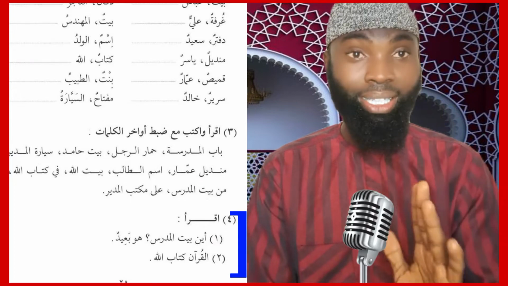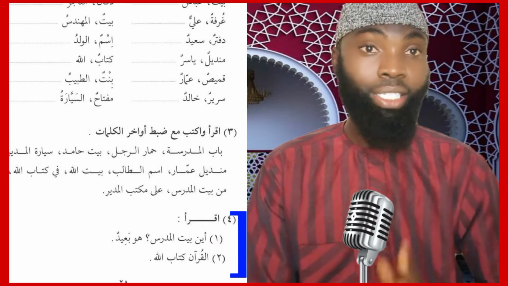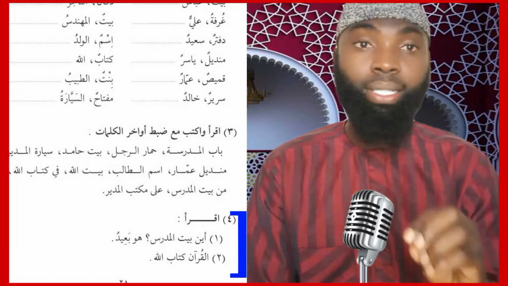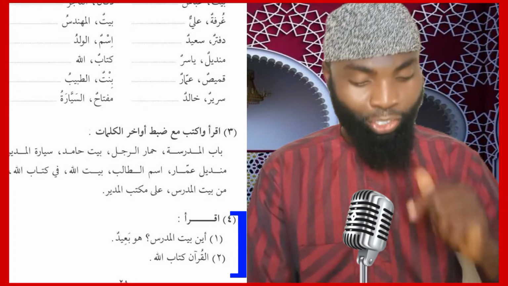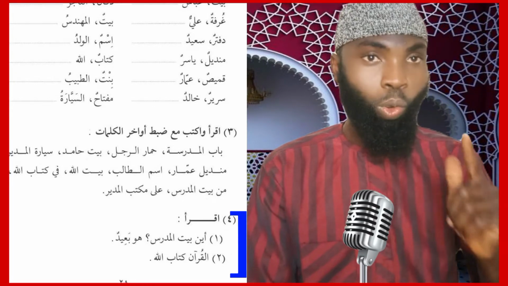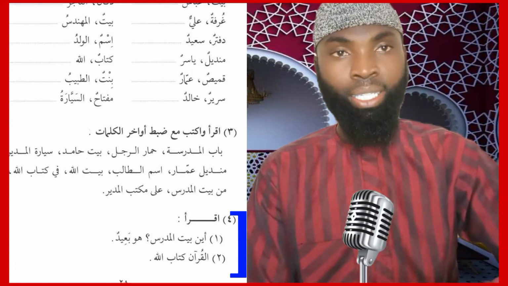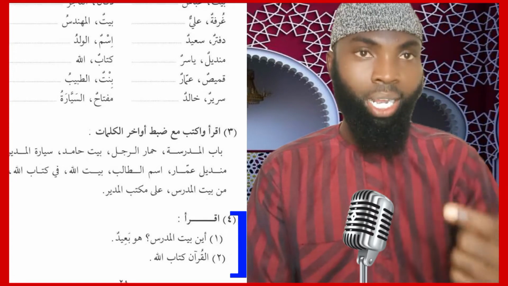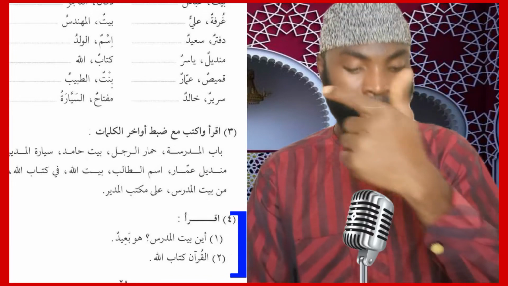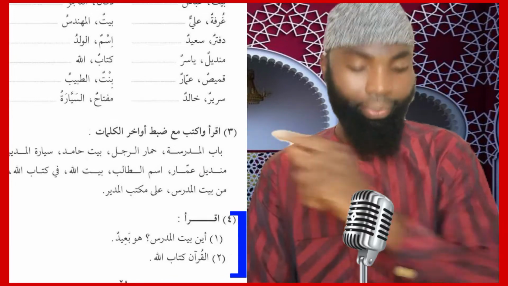At-tamrin al-rabi', the exercise number 4, the instruction says Iqra, just read, don't write this. Follow the instruction strictly. Whenever you have been requested to write, write, and whenever you are requested to just read, read alone. So let's read through. 1. Aina baytul mudarrisi, where is the teacher's house? We say huwa ba'idun, it is far.